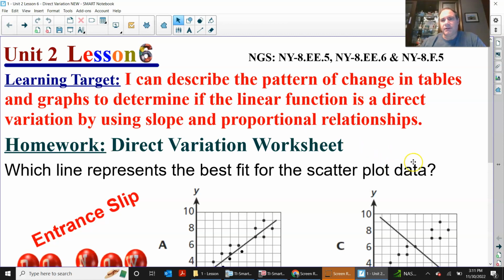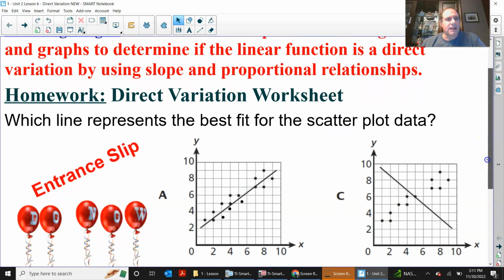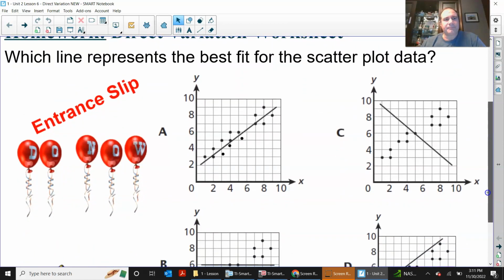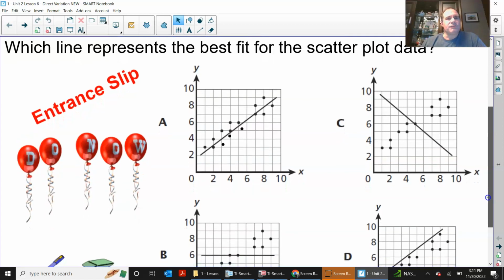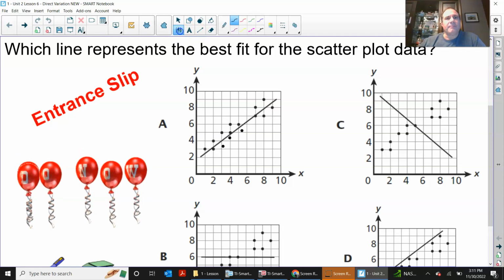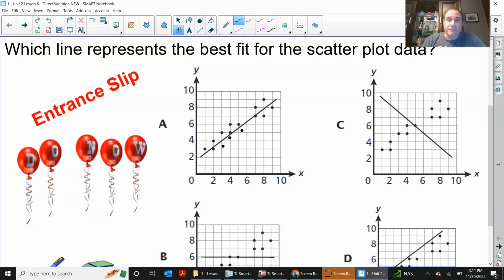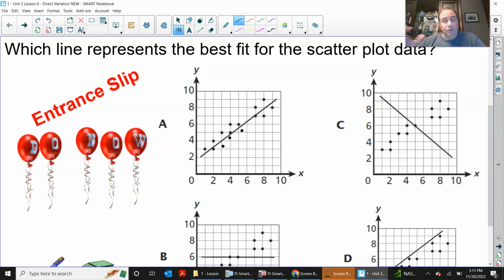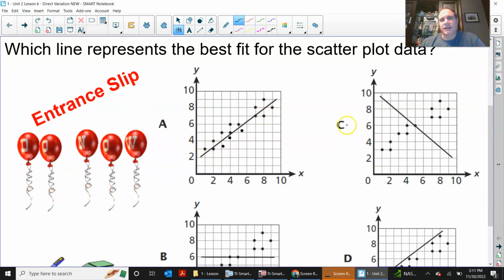So the first thing that we're going to do is take a look at the entrance slip, which is to do now. Which line represents the best fit for the scatter plot? Remember, a line of best fit is supposed to go through the center of all of the points. So A looks good to me, but let's check out C.